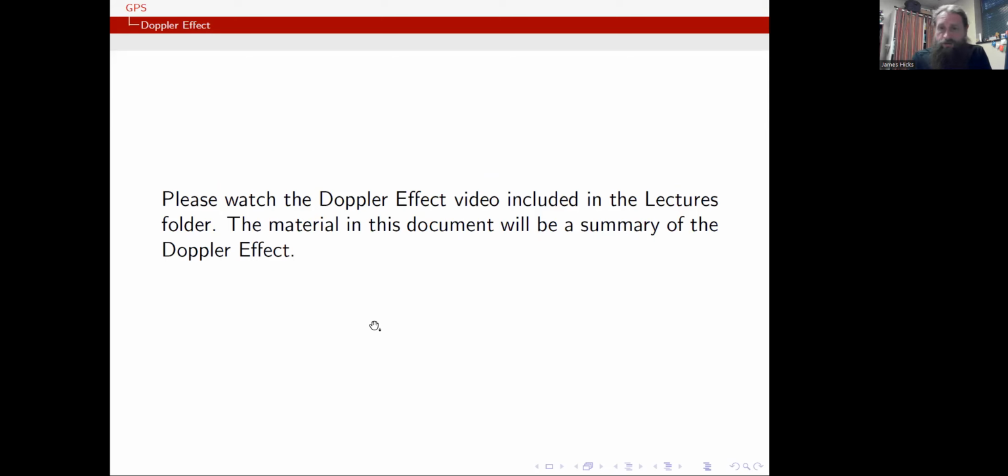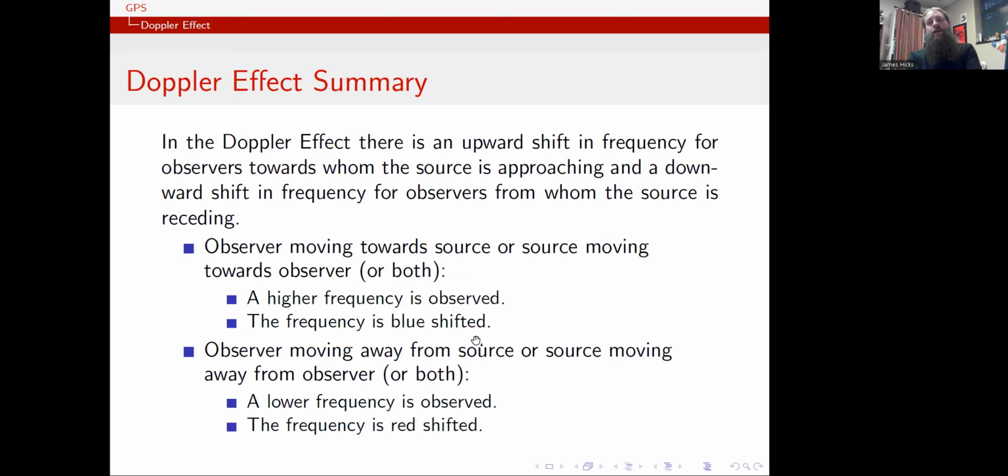Pause this video now. I would highly recommend taking a look at the Doppler effect supplemental videos first. I'm just going to do a very quick recap of that here. And that summary is essentially that you get the Doppler effect whenever a wave source and a wave observer are in relative motion with respect to each other. Either they're moving towards each other or they're moving away from each other.